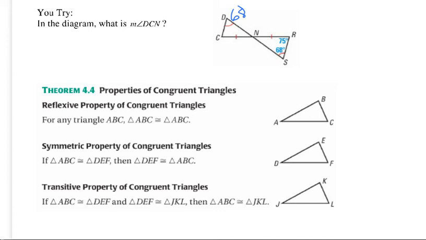And we have two angles in each triangle that are congruent to each other, so therefore the third angle must also be congruent. So angle C must be congruent to our angle R. So that means that our angle DCN should equal 75 degrees.